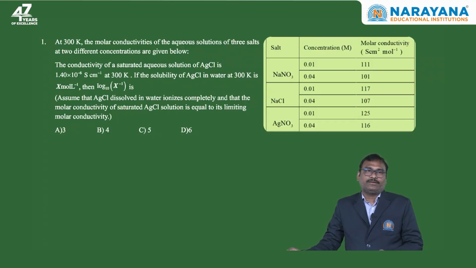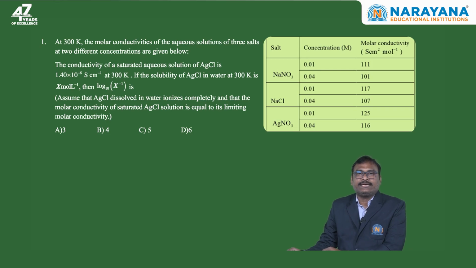Hi everyone. The first question is, at 300 kelvins, the molar conductivity of aqueous solutions of 3 salts of 2 different concentrations is given below. The conductivity of a saturated aqueous solution of AgCl is 1.4 × 10^-6 Siemens per centimeter at 300 kelvins. If the solubility of AgCl in water at 300 kelvins is x moles per liter, then we have to find out log of x inverse.